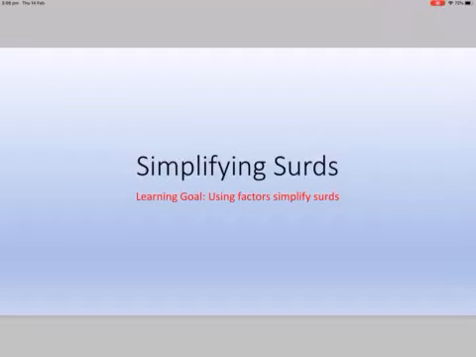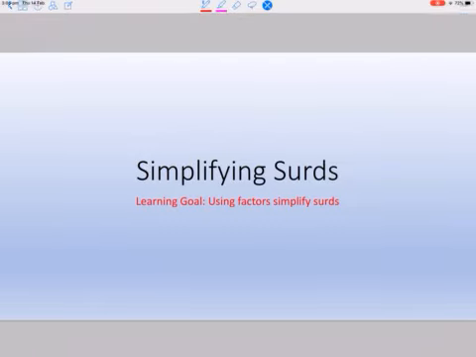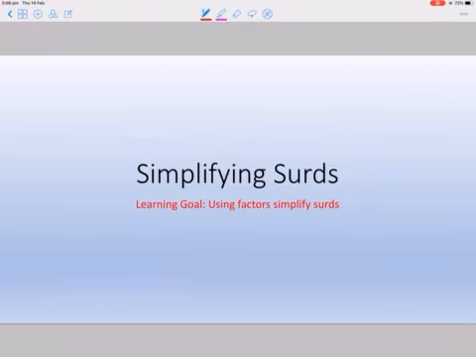Okay, so this lesson is going to be simplifying surds. So our learning goal is using factors to simplify surds. We're also going to use a lot of algebraic techniques. I just thought it would be weird for it to be part of the learning goal even though we're not doing algebra. So just be aware of that.